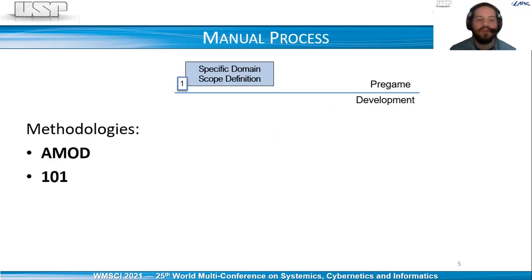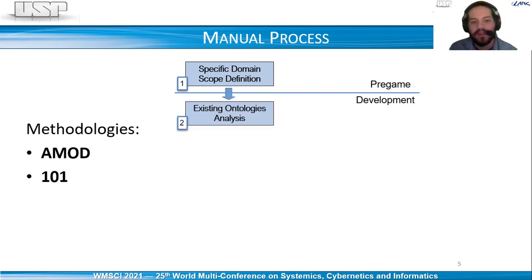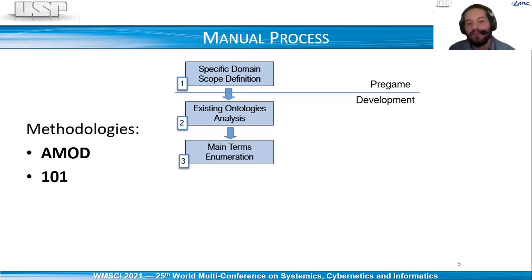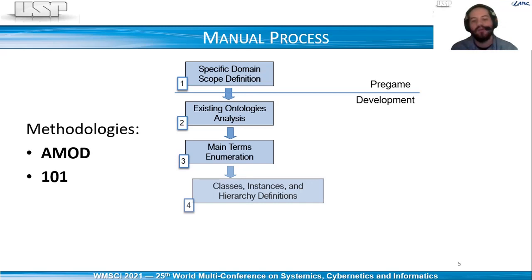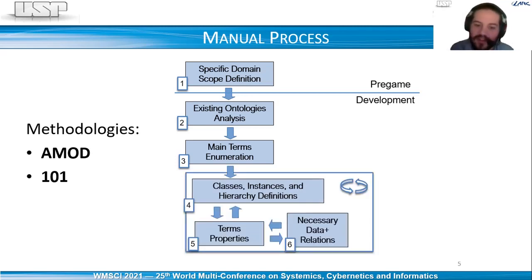So here is the manual process. We can understand this process as the combination of two methodologies, the methodology 101 and the methodology AMOD, agile methodology for ontology development. And the combination of these two methodologies results in the following steps. First, the definition of the specific domain scope. Then we analyze the existing ontologies and enumerate main terms. After that, we go to a sequence of iterative actions.